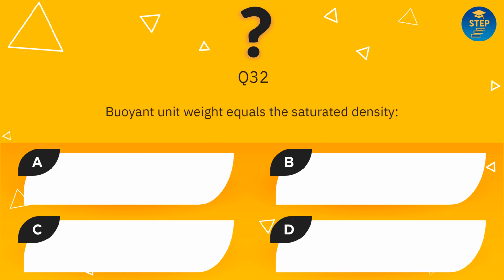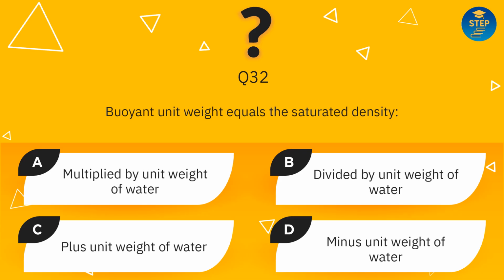Buoyant unit weight equals the saturated density multiplied by unit weight of water divided by unit weight of water plus unit weight of water minus unit weight of water. Answer is minus unit weight of water.